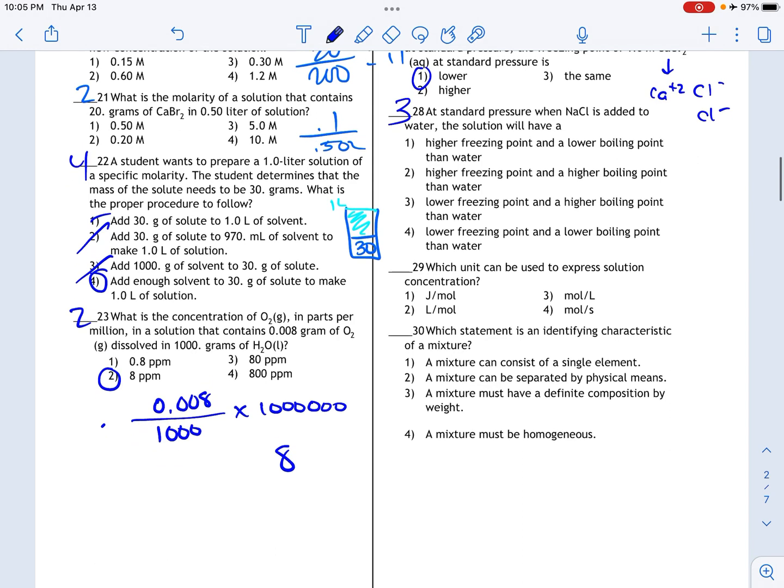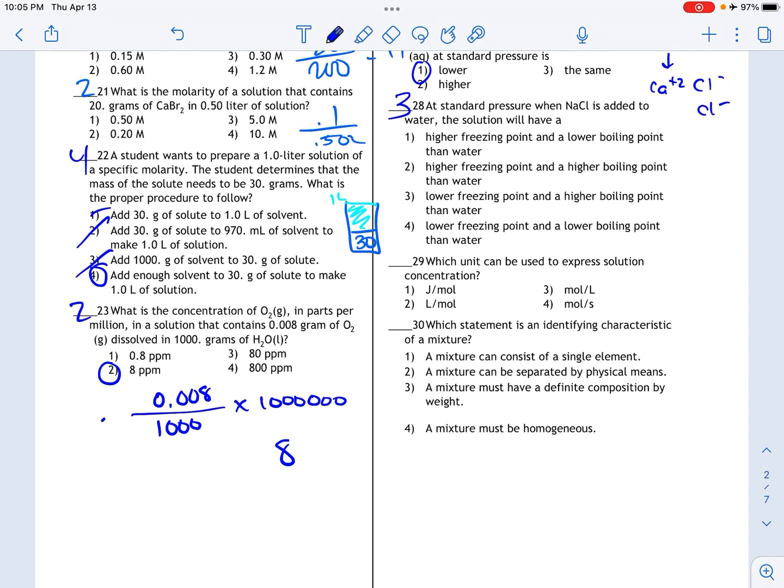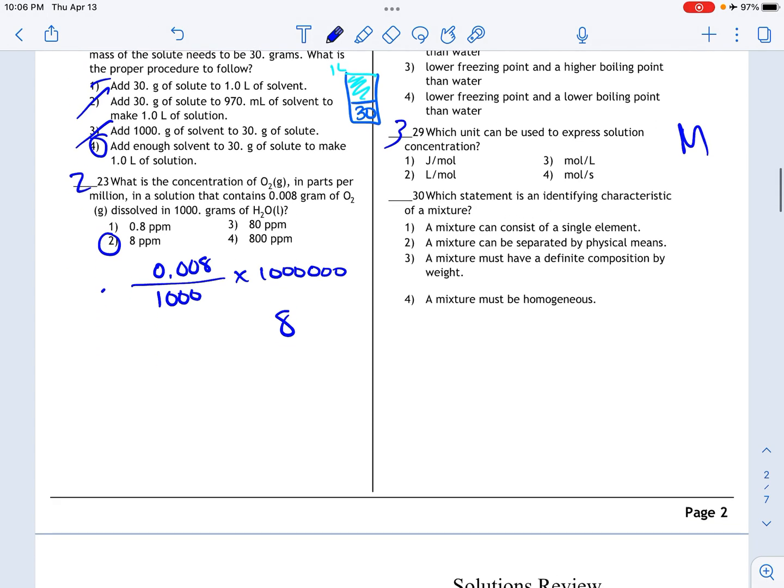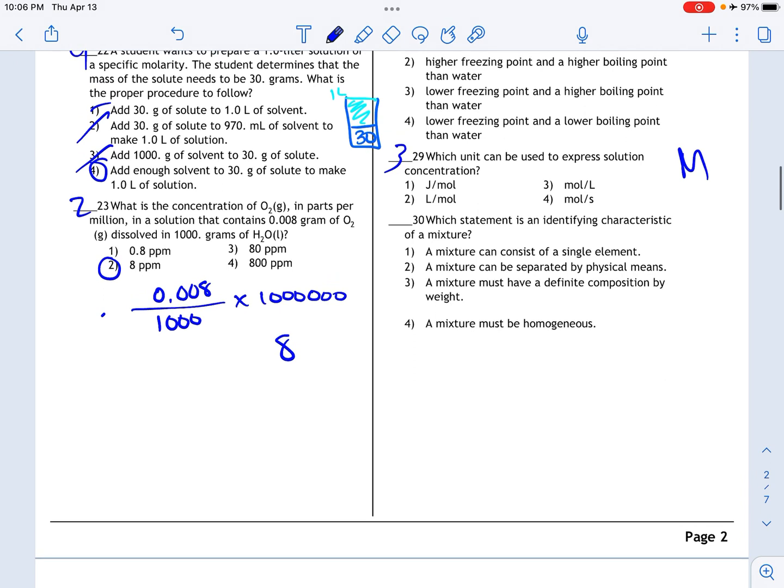Choice 3. Which unit can be used to express solution concentration? That would be molarity, which is moles per liter. Which is a characteristic of a mixture? A mixture can consist of a single element. No, that's an element. A mixture can be separated by physical means. You got it. Let's just talk about the last two. A mixture must have a definite composition by weight. No, because salt water could be from the ocean, super salty, and it can also be very dilute. It can be what goes into your contact solution, very, very dilute. And a mixture must be homogeneous? No, like rocks and Rocky Road ice cream.